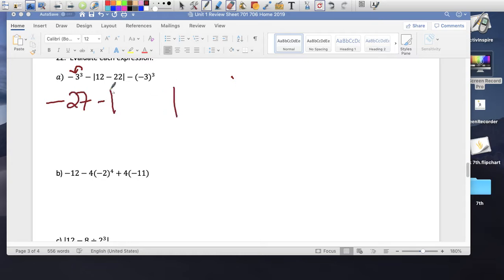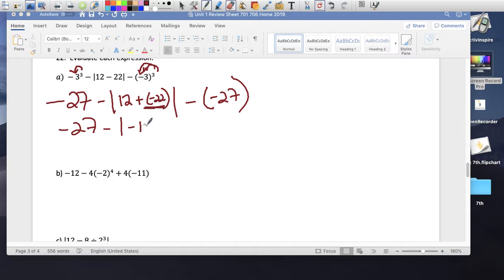Minus, inside, it's 12 minus 22, but I'm going to rewrite this as 12 plus negative 22. That's subtraction, I changed to addition. And then minus, and here is everybody inside the parentheses to the third power. So it's negative 3 times negative 3 times negative 3, which is going to become negative 27. Negative 27 minus, and inside the absolute value brackets, I got 12 plus negative 22. Who's going to win? These guys are going to win, and that's going to be negative 10 minus negative 27.